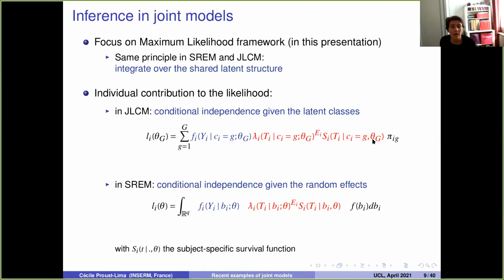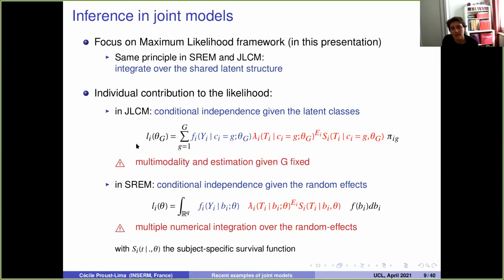In a shared random effect model, my latent structure is now continuous, the random effect. So I replace the sum by an integral. And then I also have this conditional independence, the conditional density of the biomarker, but now given the random effects, separated from the conditional density of the time to event given the random effects, and then the density of my random effects. So exactly the same way of estimating the model. But from a practical point of view, the numerical complexities, and both have some, are very different.